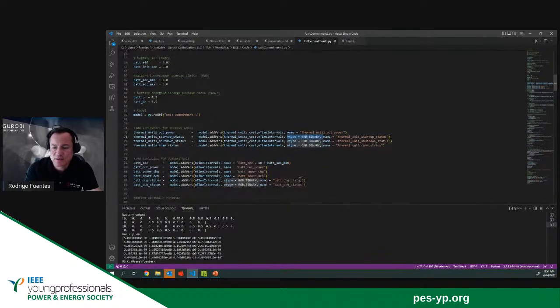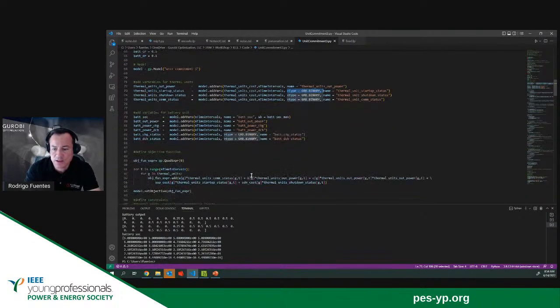We also provide the variables for the batteries here. We do the same thing. Since we have only one battery, we're just going to provide the number of variables that we need. It's going to be one for each time interval. And here we have variables for the state of charge, the output power of the battery, the power during charge, during discharge, and the charging status. If we're charging or discharging, we need for each of them a binary variable, and the names of the variables.